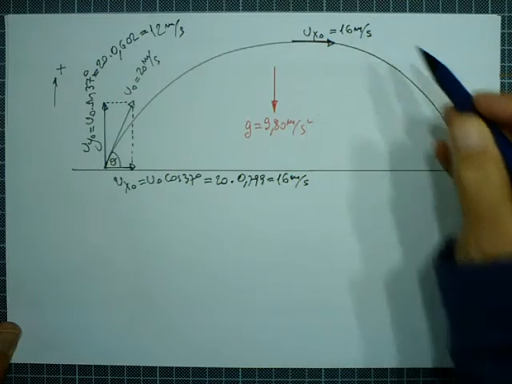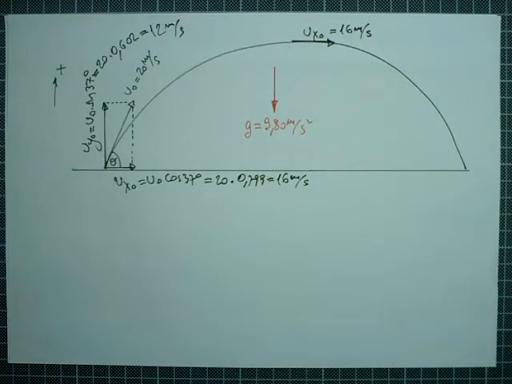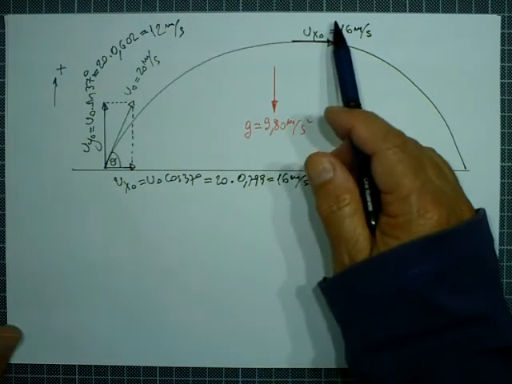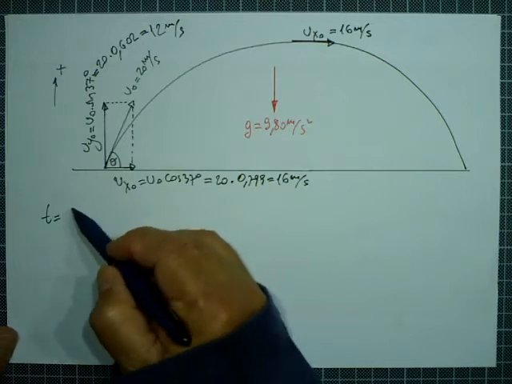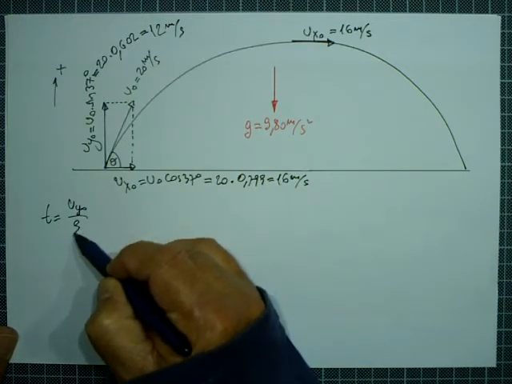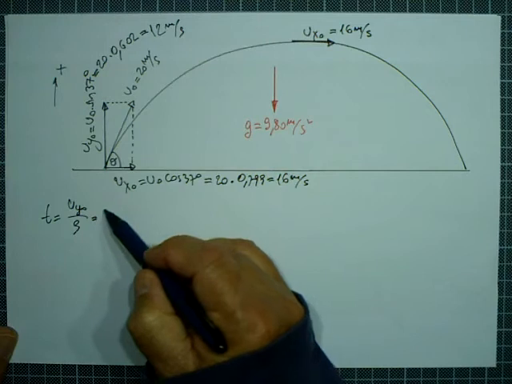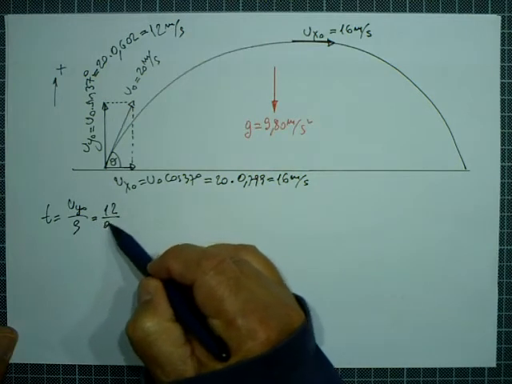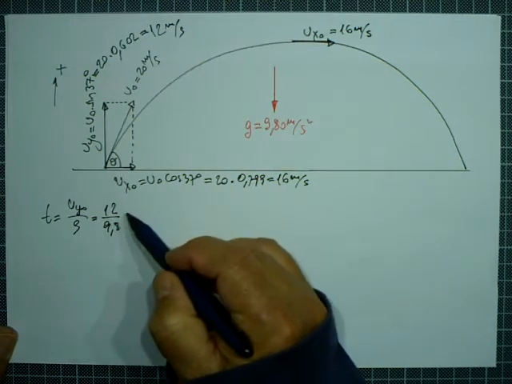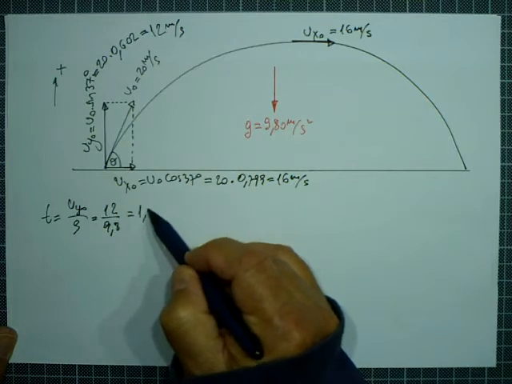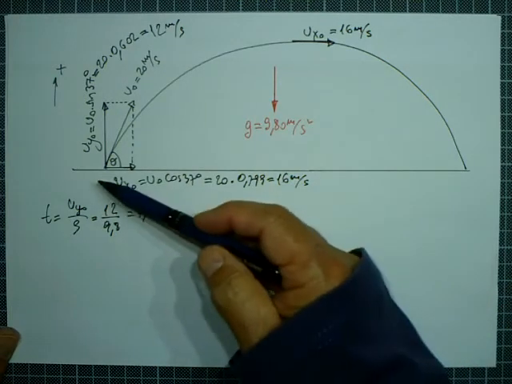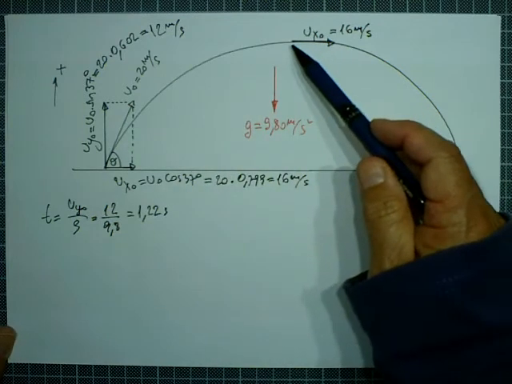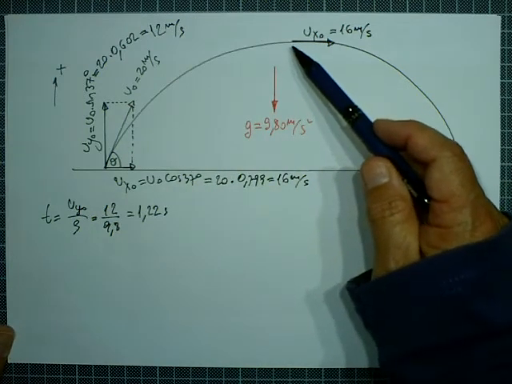Now, at the maximum height here, the velocity is horizontal, which is Vx naught equals 16 meters per second, as air resistance is ignored. And this occurs at time t equals Vy naught over g, which is 12 over 9.8, which gives 1.22 seconds. This is the time taken to reach this point here.